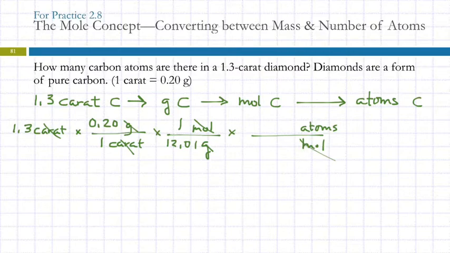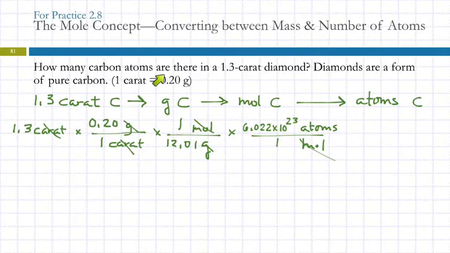Atoms and moles, it's like dozens and eggs. A mole is like a dozen, so it's 1 dozen is 12 eggs. A mole is that crazy number, 6.02 times 10 to the 23rd. So then we do the math, just go left to right, multiply by the top, divide by the bottom, skip the ones if you like. So 1.3 times 0.2, divide by 1, times 1, divide by 12.01, times 6.022 EE23 equals.